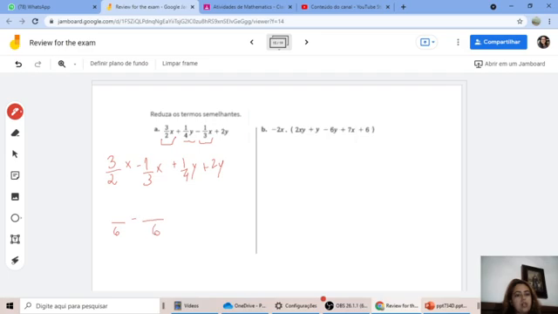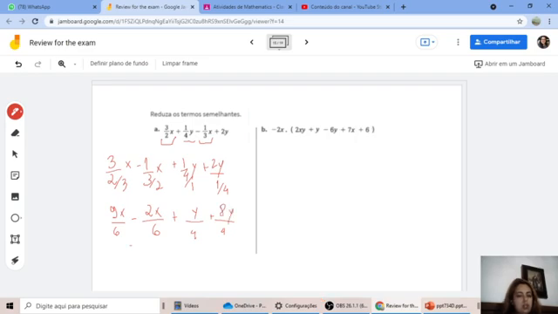6 divided by 2 is 3. 3 times 3x, 9x. 6 divided by 3 is 2. 2 times minus 1x, minus 2x. Plus, here is over 1. So the MMC between 4 and 1 is 4. 4 divided by 4 is 1. 1 times y is 1y. 4 divided by 1 is 4. 4 times 2 is 8y.